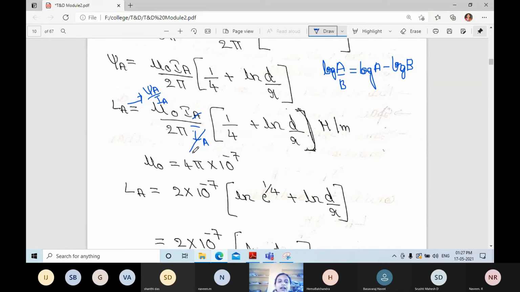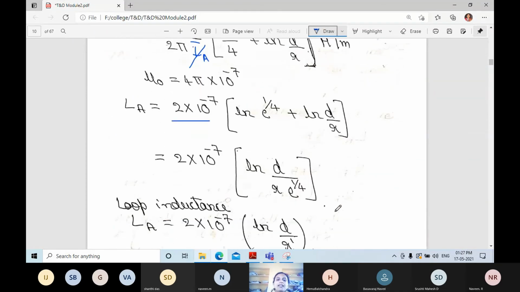What you will get? The 2 and the 4 here get cancelled. So you will get 2 into 10 to the power of minus 7. IA gets cancelled. So 1 by 4 can be written as ln e to the power of 1 by 4. You can check in the calculator, you will get the same value of 1 by 4. Okay, 1 by 4 can be written as ln e to the power of 1 by 4 plus ln d by r. Log a plus log b can be written as log a into b. That is what they have written here: 2 into 10 to the power of minus 7 ln d by r into e to the power of 1 by 4.